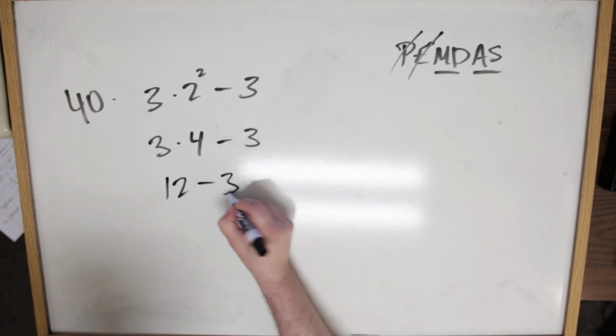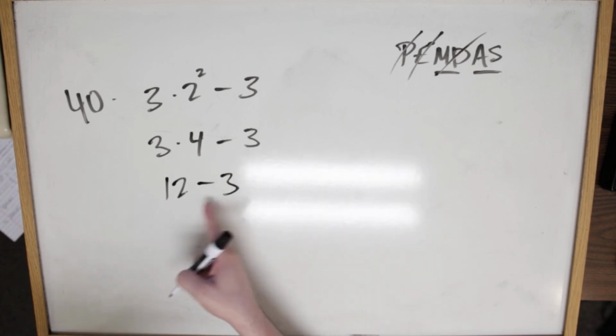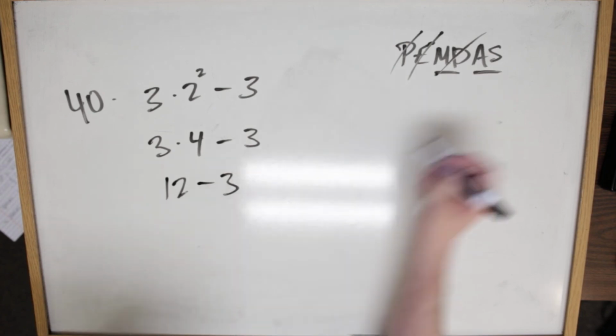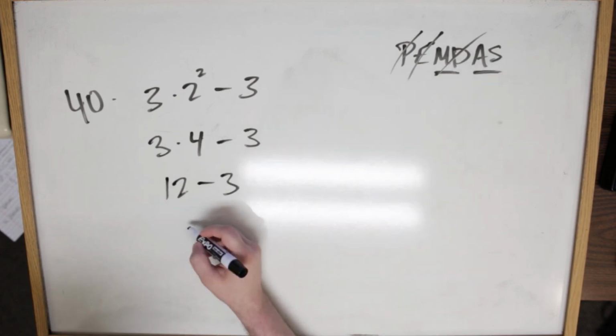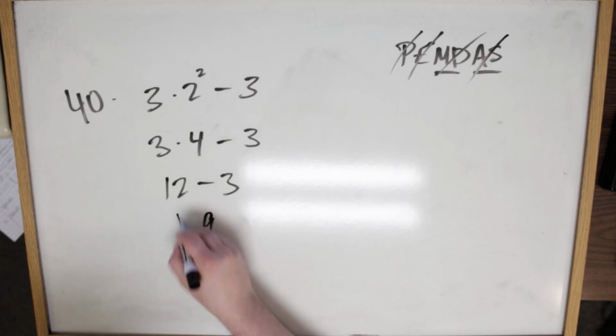And we rewrite the minus 3. The multiplication and division is now done. And now we're left with 12 minus 3. And we do the addition and subtraction. So 12 minus 3 is going to be 9. And there it is. That's our final answer.